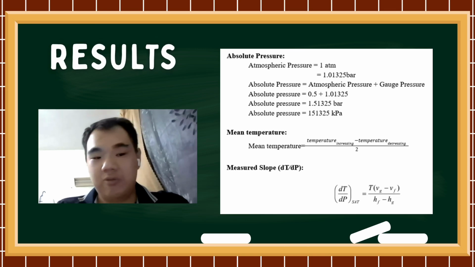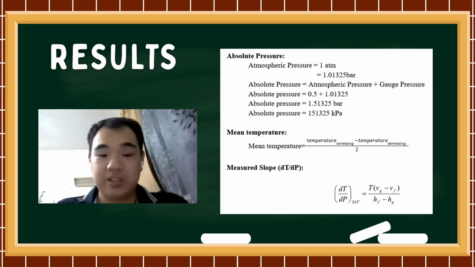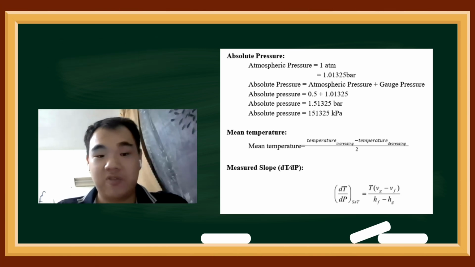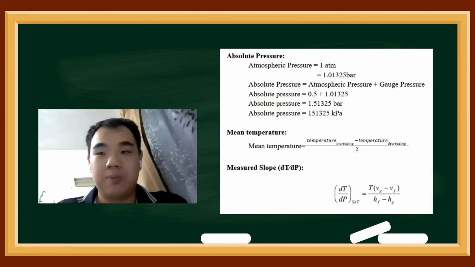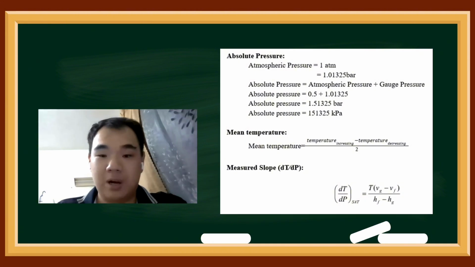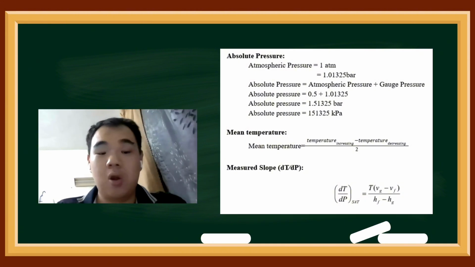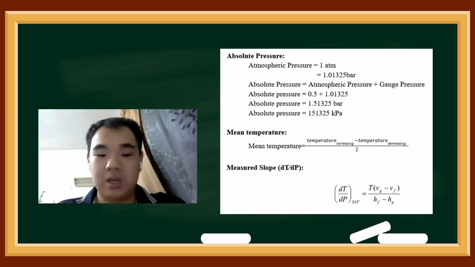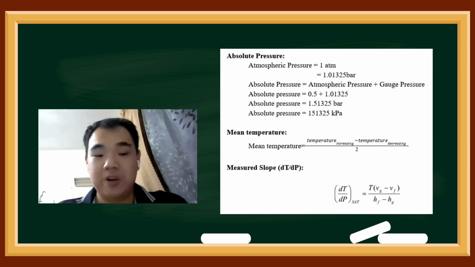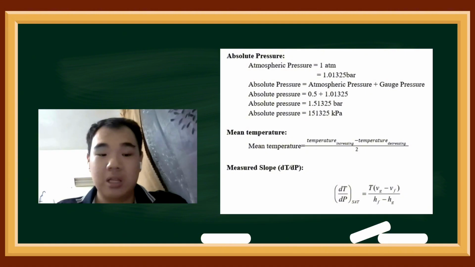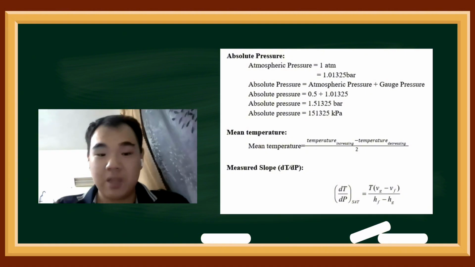For the result part, we need to find the external pressure first. The external pressure is equal to the atmospheric pressure plus the gauge pressure, which is 0.5 plus 1.01325 bar. So finally, the external pressure is equal to 151.325 kPa. After that, we need to find the mean temperature, and the mean temperature is equal to the temperature increasing plus the temperature decreasing divided by 2.